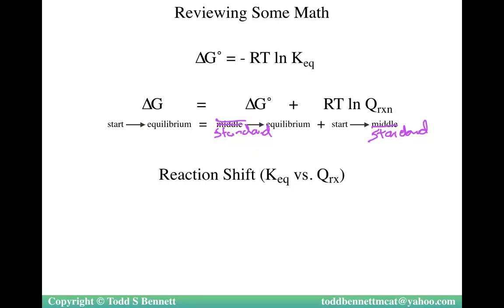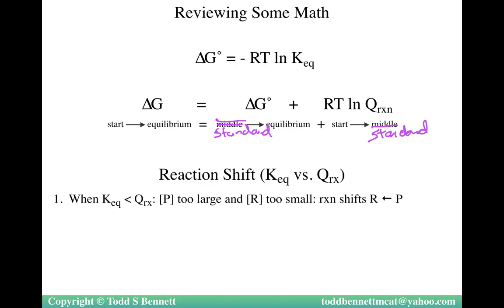Okay, the prediction of which way a reaction goes depends on Q, the way it exists, and K, where it wants to be. So Q is the start, K is the equilibrium finish. Couple perspectives. If K is smaller than Q, that means Q, what I'm starting with, has too big a numerator, so products are too large, and too small a denominator, so reactants are too small. It has to go from products to reactants to reach equilibrium. So that would be a backwards reaction.